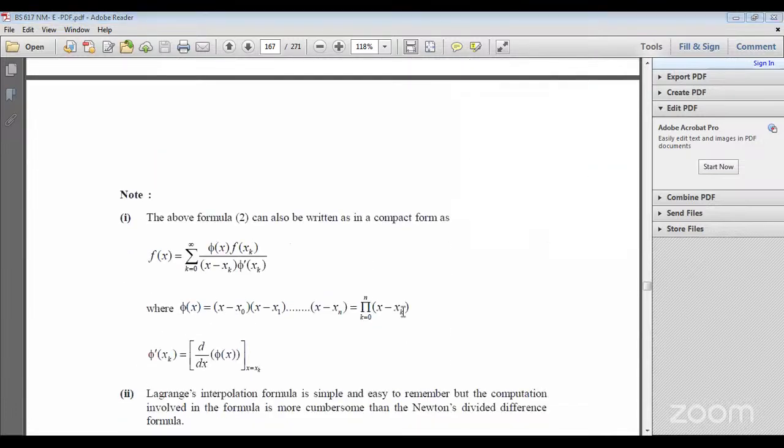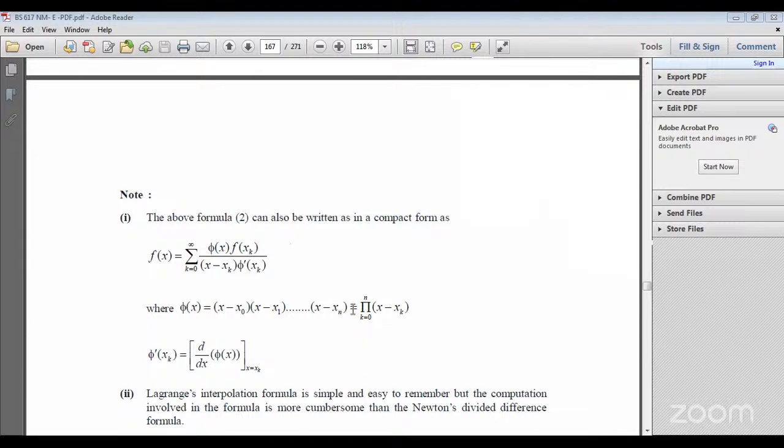The above formula can also be written in a compact form as the summation of k equal to 0 to infinity, phi of x divided by (x minus xk) phi dash of xk, where phi of x is (x minus x0)(x minus x1) up to (x minus xn), that is the product of (x minus xk), k equal to 0 to n. That is the derivation of d by dx of phi of x.